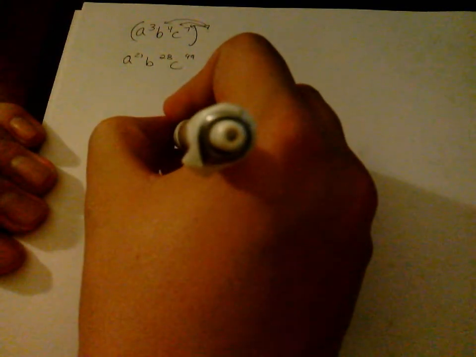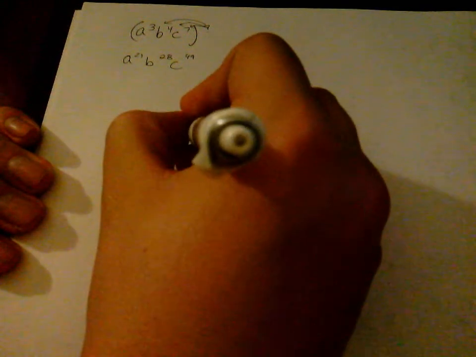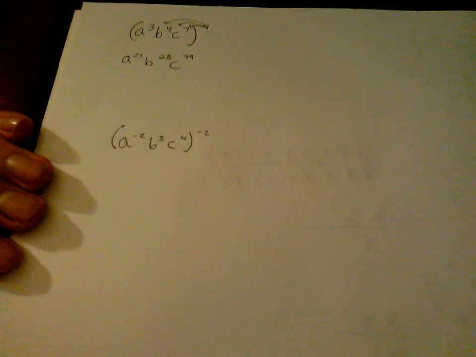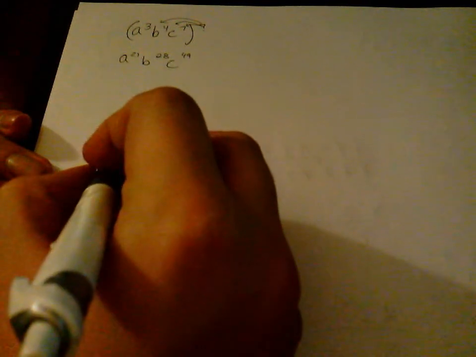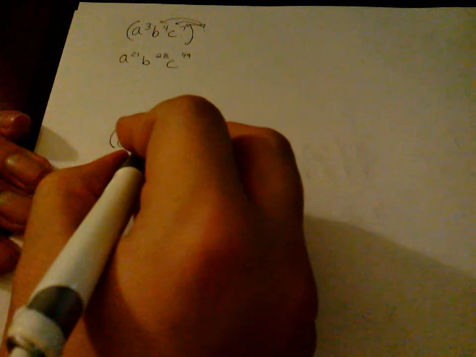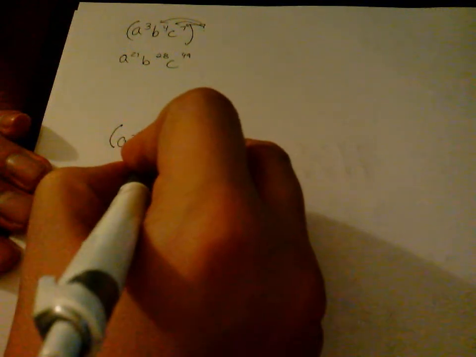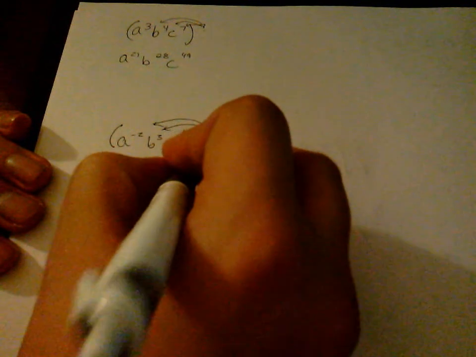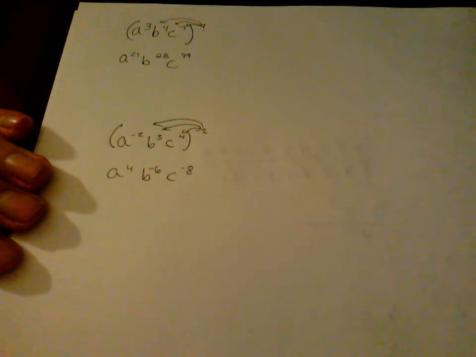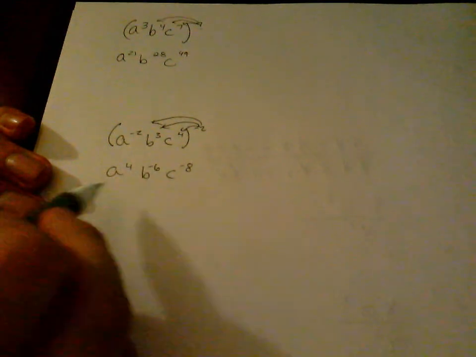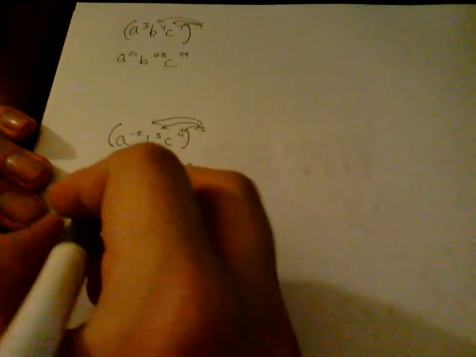It's going to get a lot trickier, especially when you get something like this. A to the negative second, B to the third, C to the, let's go with fourth, all raised to the negative second power. Once again, you still distribute to all the little things on the inside. So this would be negative 2 times negative 2, which would be A to the fourth power. This would be 3 times negative 2, which would be B to the negative 6th power, and C to the negative 8th power. And since we can't have negative exponents on top, they'd have to go to the bottom. It would look something like this.